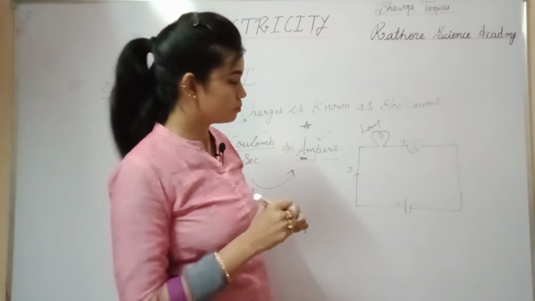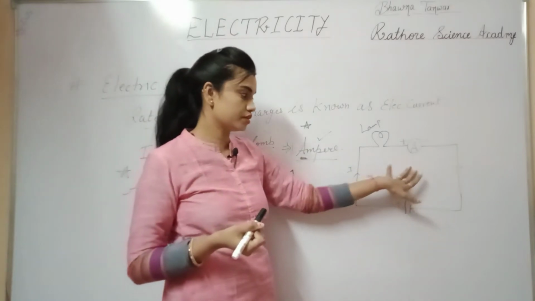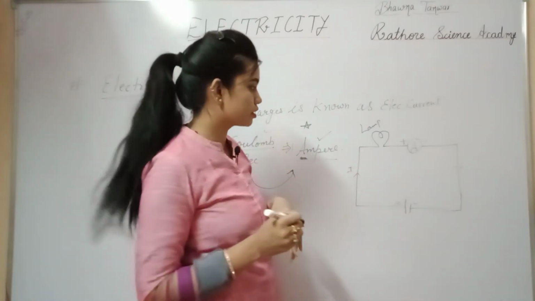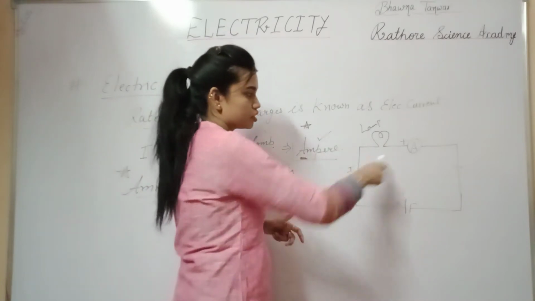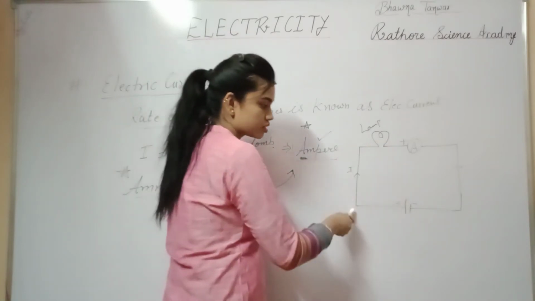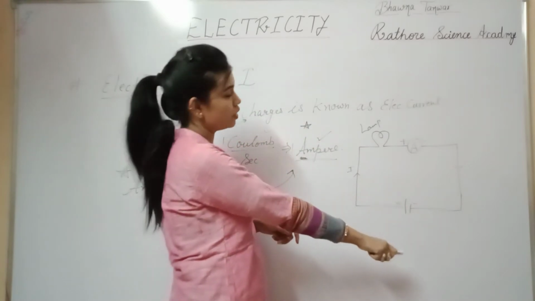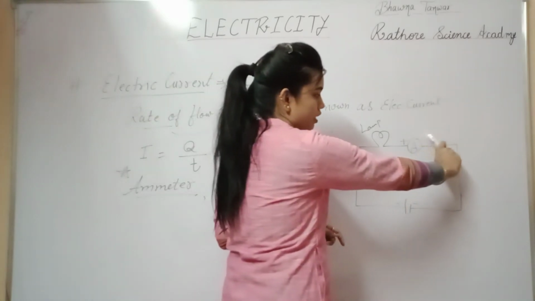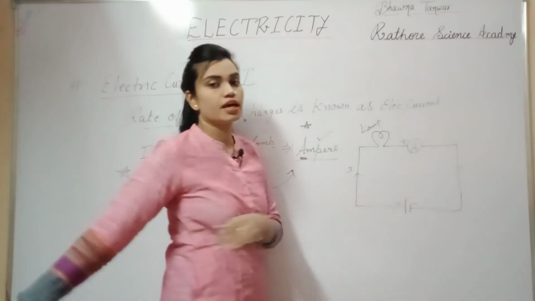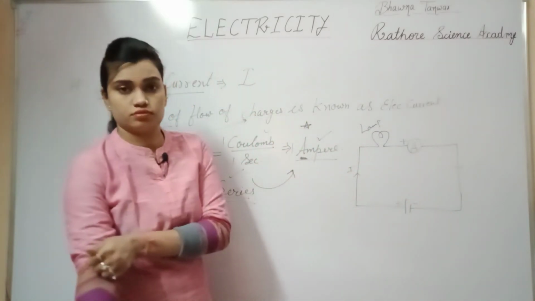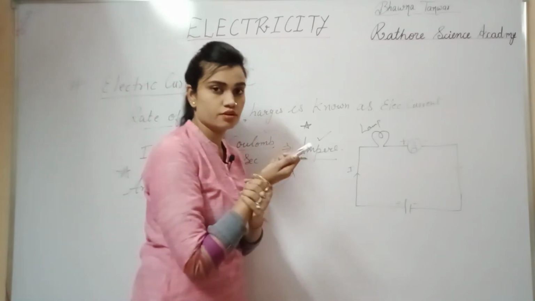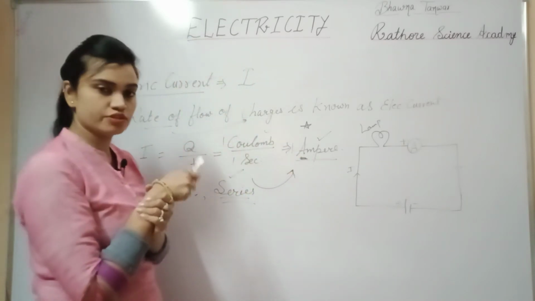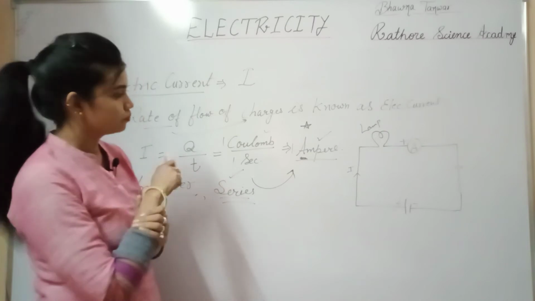Now see, ammeter is always connected in series in a circuit, that means in this manner. And always remember, the positive side of the ammeter is always connected to the positive side of the battery, and the negative side is always connected to the negative side of the battery or cell, right? Ammeter is a device to measure the current.